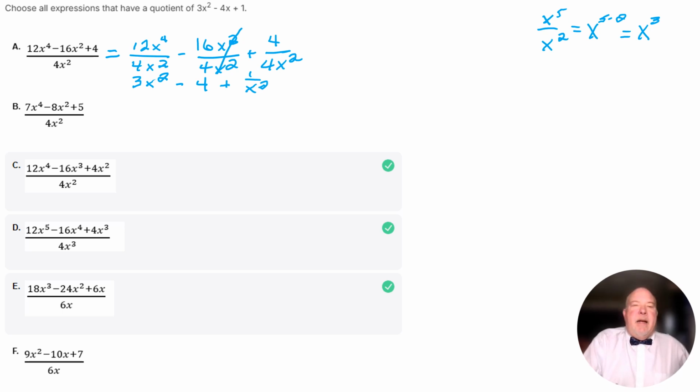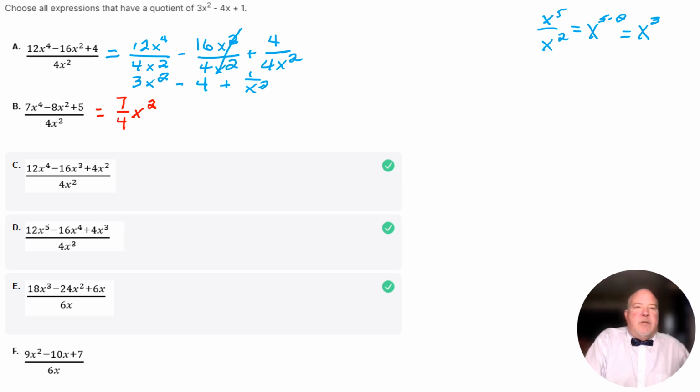Now for B, I'm not going to split it apart like I did here. Just understand that you're dividing each of these three terms by 4x squared. Okay, so let's go to the next one. So I have 7 divided by 4. You can't simplify that, so that's just 7/4. And then x to the fourth divided by x to the second. You subtract the exponents and you get x to the second. And I can stop right there because that doesn't match up with our answer. We're looking for 3x to the second. So I don't need to do any more work on that. So that saves me a little bit of time.